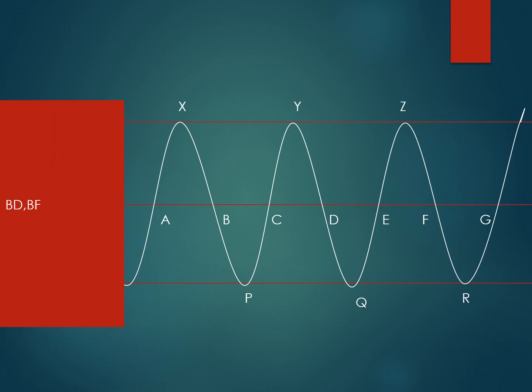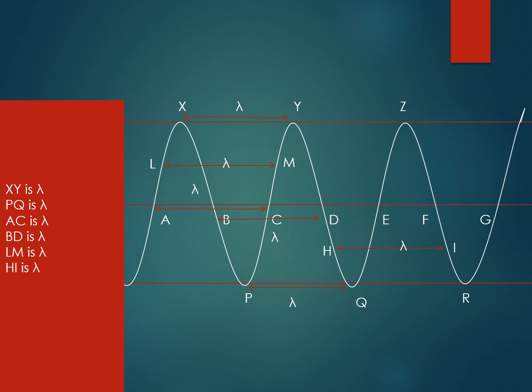Similarly, here BD and BF are the points which are in the same state of vibration. Here XY and XZ are in the same state of vibration. PQ and PR are in the same state of vibration. Again, the set of points LM, LN and LO are in the same state of vibration in the upper half, and in the lower half HI, HJ and HK are in the same state of vibration.